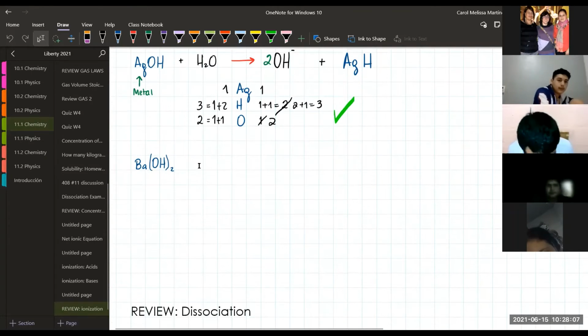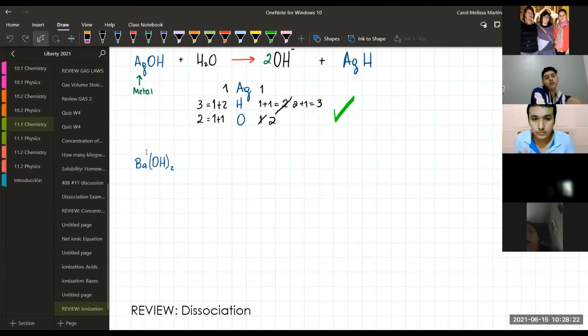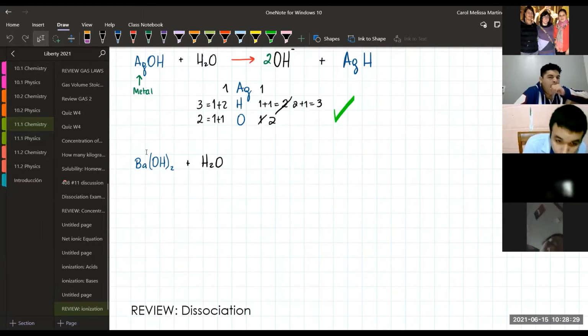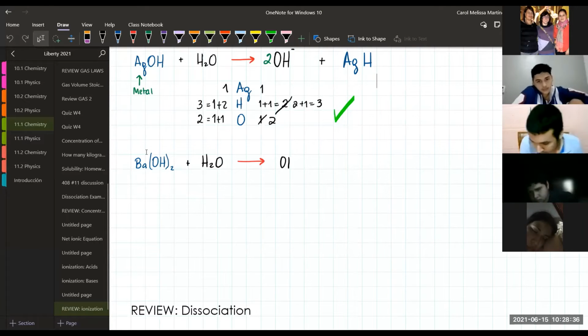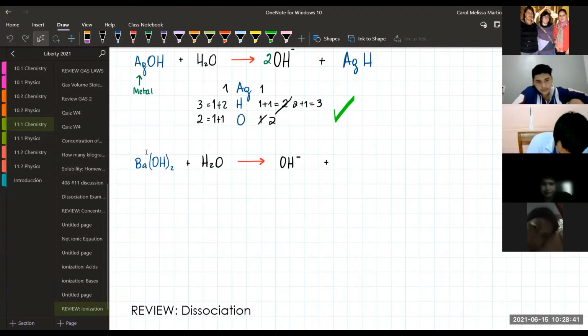Let's do one more example. Barium hydroxide ionization. Ionization means that I will combine with water. So this is plus H2O. And as a product, I will always get OH minus, and let's take a look.